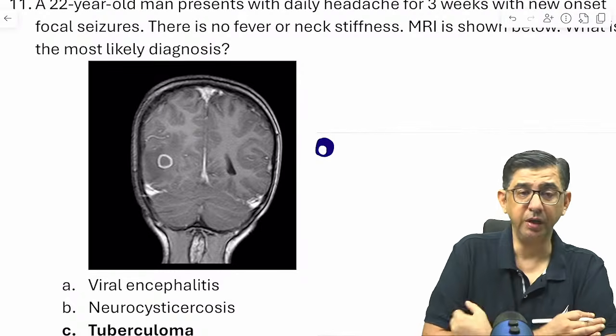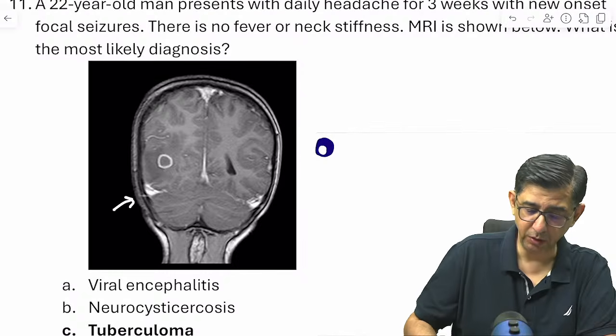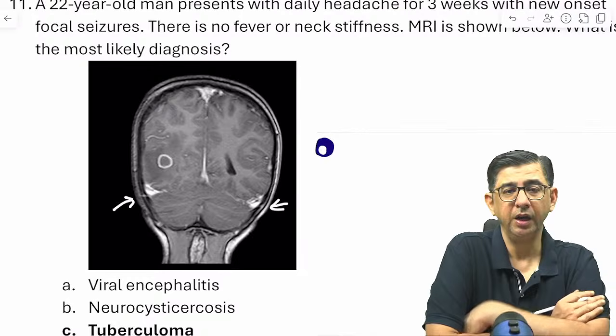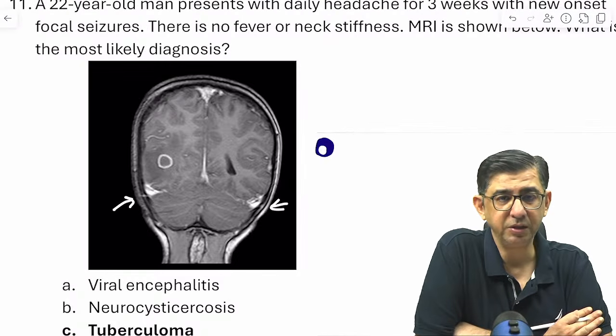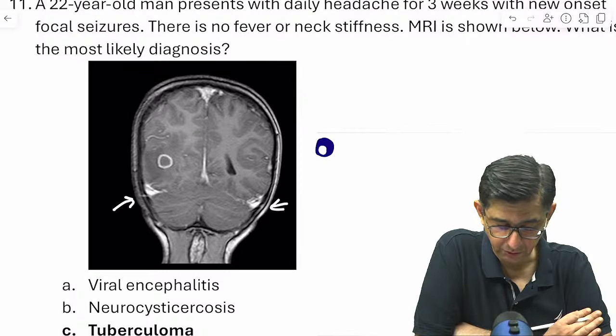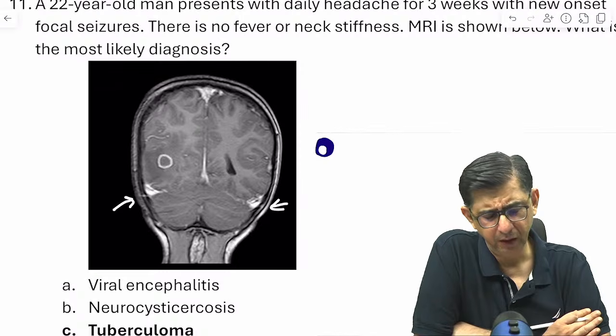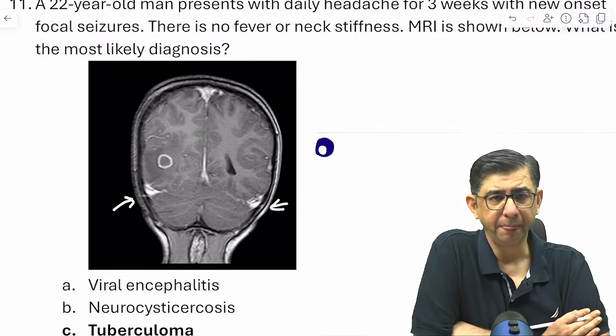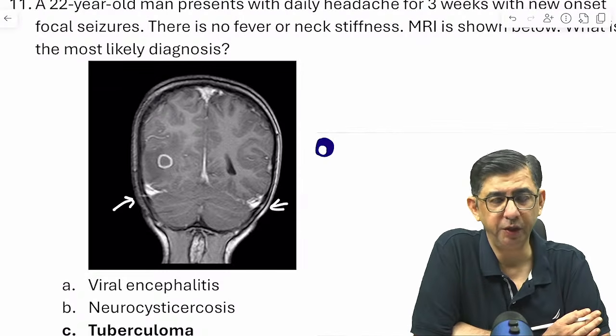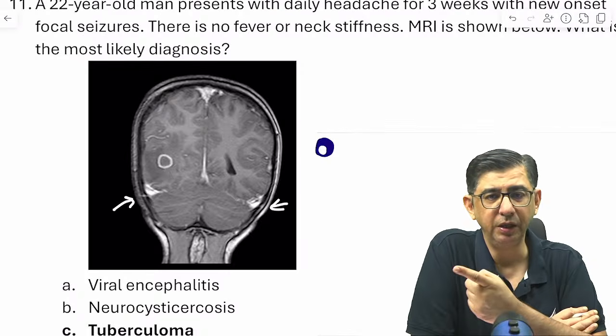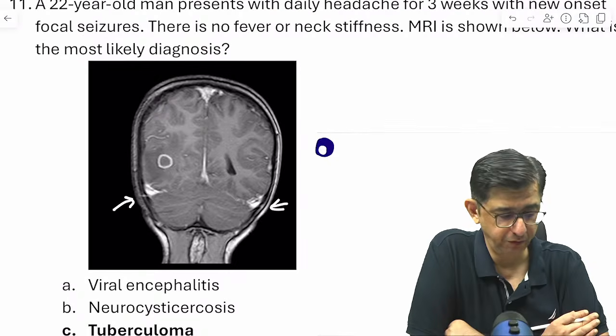A bit of basal exudates, or basal enhancement, can also be seen. That could be going in favor of tubercular meningitis in a patient. So the correct answer for this one is tuberculoma. And starry sky, I agree, will be multiple lesions, but usually they can give a single lesion of NCC or a single lesion of a tuberculoma.